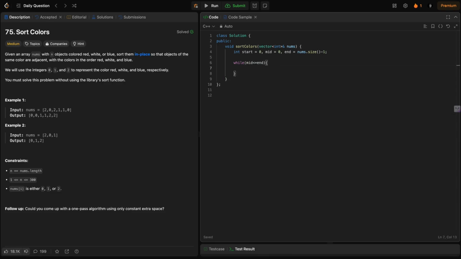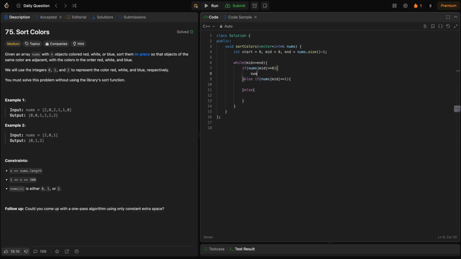Now while mid is less than or equal to end, what will we do? We will have 3 cases, that is 0, 1 and 2. So let's have the 3 cases. If nums of mid equal to 0, we will do something. Else if nums of mid equal to 1, we will do something. And else, since we only have one condition left, we can just use else. Okay, so we'll be using the inbuilt swap function. We don't have to write a swap function. That works perfectly fine over here.